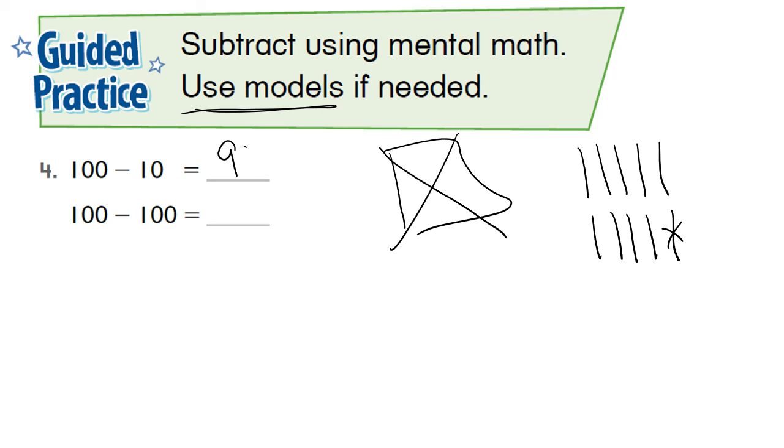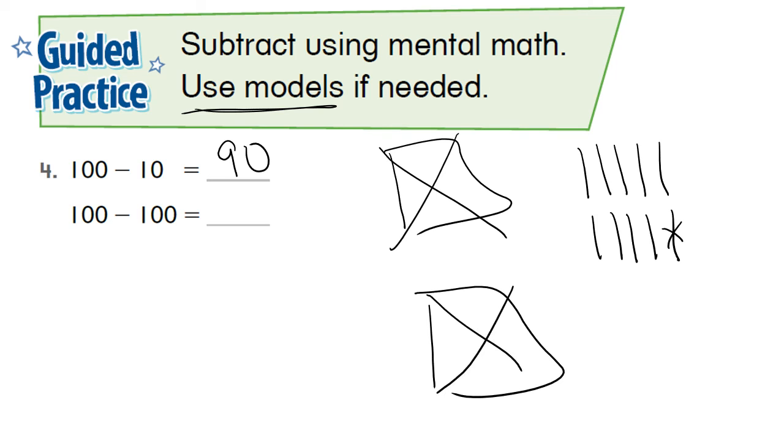So I have 90. Now if I have a flat and I take 100 away and take a flat away, I'm going to have 0. So that one was pretty easy. But when we're crossing centuries, that's what that's called, when we're going from 100 down to no hundreds, as in the 90 here, that gets a little tricky. So when it gets tricky, use a model to help you visualize what you're doing. And that's okay to use models. And that's it for the guided practice.